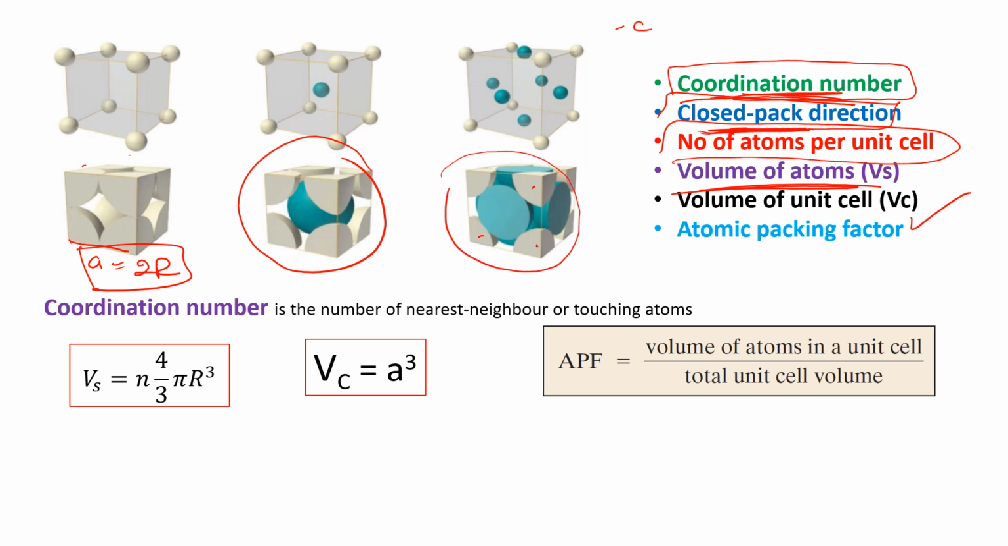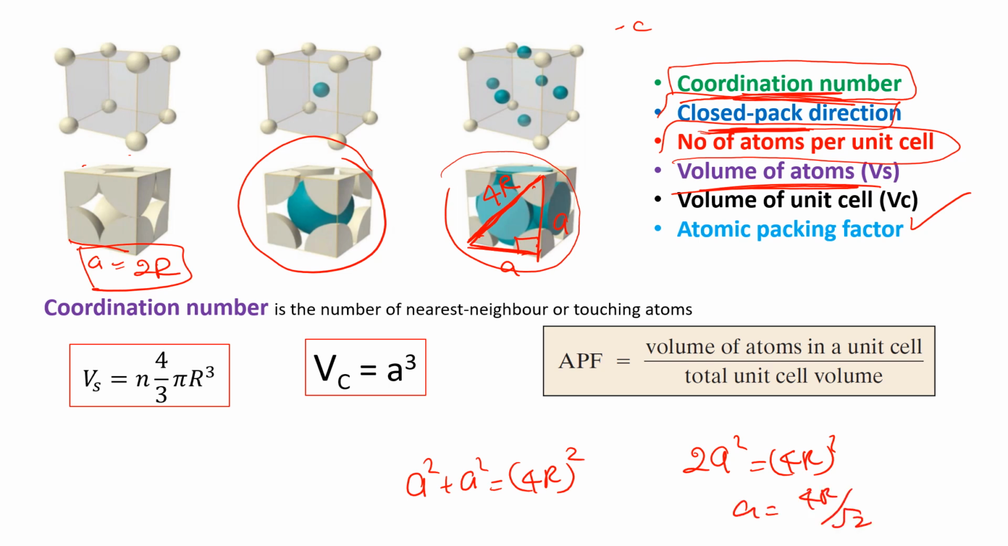A equals 4r over square root 2. Yes, how did you get it? So this diagonal is 4r, isn't it? Because of 4 radius, this length is a, this length is a, so you can apply the Pythagoras theorem and say a squared plus a squared equals 4r squared, isn't it? Am I right? So that will be 2a squared equals 4r squared, so a equals 4r over root 2. So that will be the relationship between a and r for FCC.